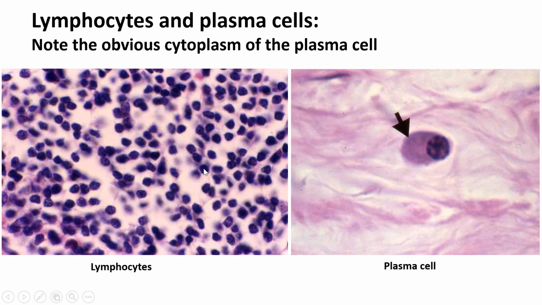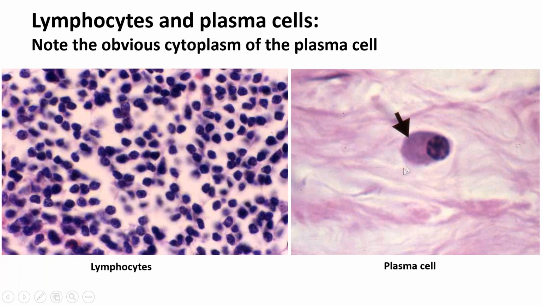Now, I like to do a comparison of these two types of cells side by side. The lymphocytes on the left versus the plasma cell on the right. The lymphocyte, we have a bunch of round nuclei, and again, we don't see any obvious cytoplasm. And again, you do when you look at a peripheral blood smear or blood prep, but in a section, we are not going to see that cytoplasm.